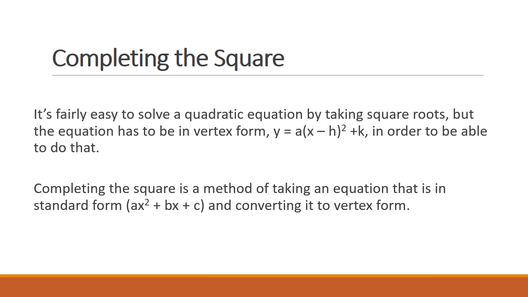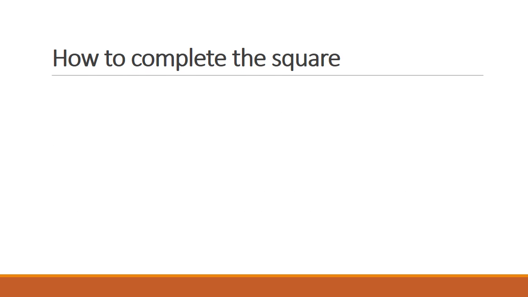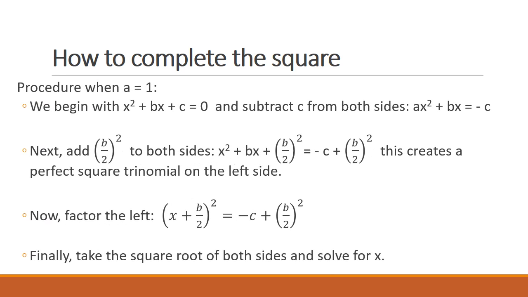So completing the square takes ax squared plus bx plus c and converts it to this form. So how do we do it? Well, first of all, let's look at how to do it when the number out in front of the x squared is 1. The first thing we do is subtract the c, the number without a variable, from both sides. Then we take the number in front of the x, the b, divide it by 2 and square it, and that will get added to both sides.